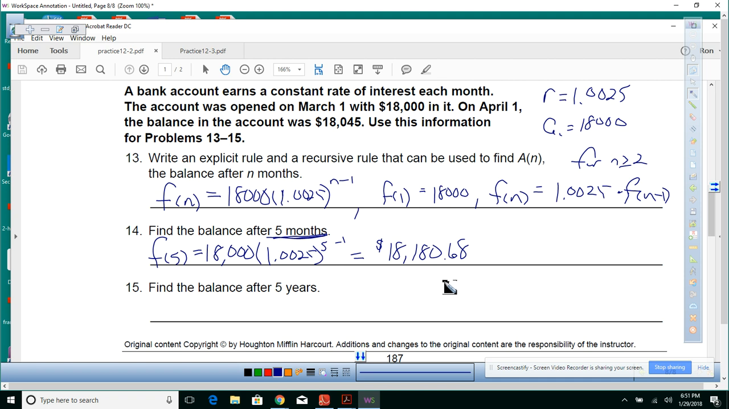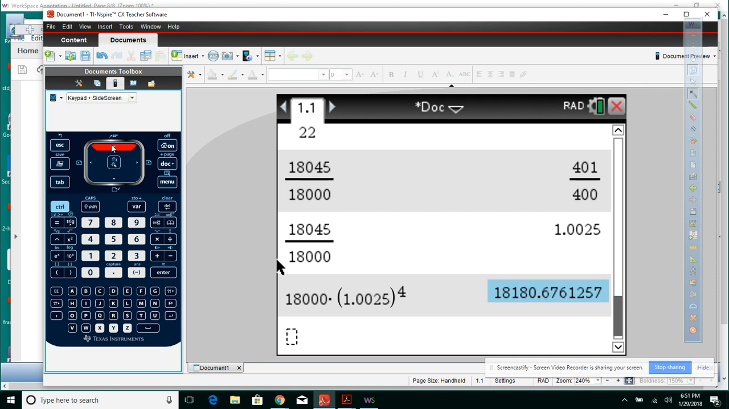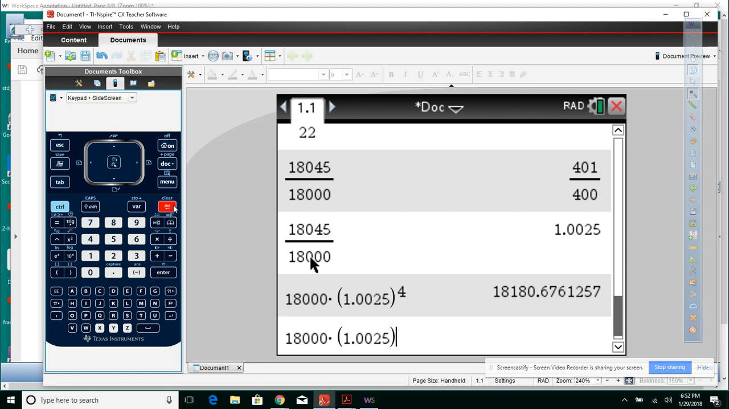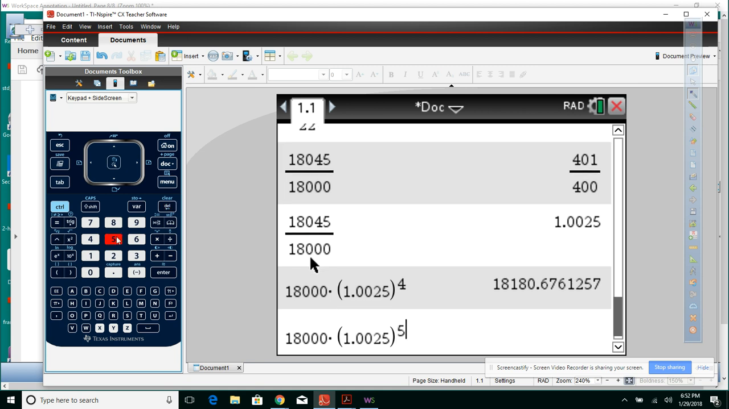What about after 5 years? Well, how many months are in a year? 12 months times 5 would be 5 years and 12 months. I'm getting 60. So what do we got here? f of 60 equals 18,000 times 1.0025 to the 60 minus 1. So let's see here. I'm going to go up there and grab that, and I'm going to change that 4 caret to 59.